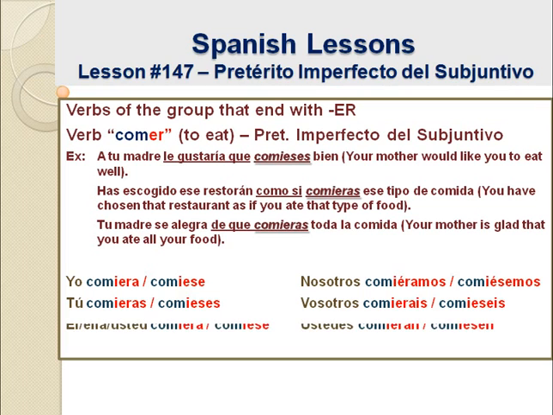So let's conjugate for the subject pronouns in the plural and the singular. Yo comiera or yo comiese. Tú comieras or tú comieses. Él or ella or usted comiera. Él or ella or usted comiese. Nosotros comiéramos. Nosotros comiésemos. Vosotros comierais. Vosotros comieseis. Ustedes comieran.